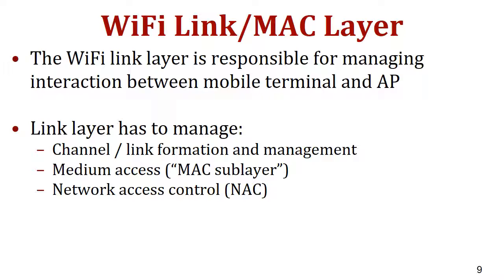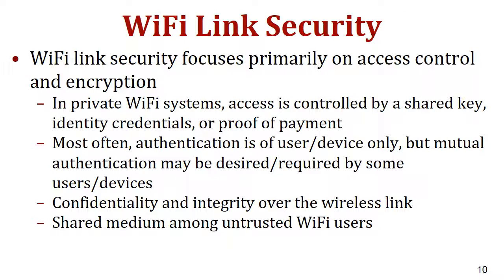For example, we can see that link layer security majorly focuses on access control and encryption, which is basically the management functionalities. For example, in private Wi-Fi systems, access is controlled by a shared key, identity credentials, or proof of payment. So basically, if you have Wi-Fi, for example Xfinity Wi-Fi in your home, then you have to set up the key for people to get access. So that's similar here.